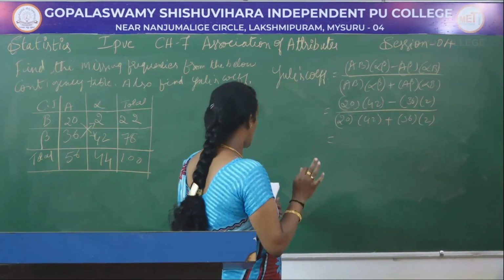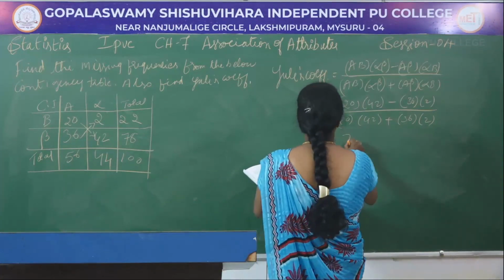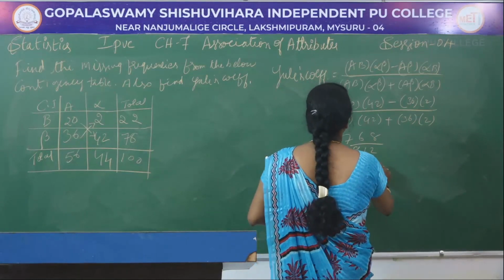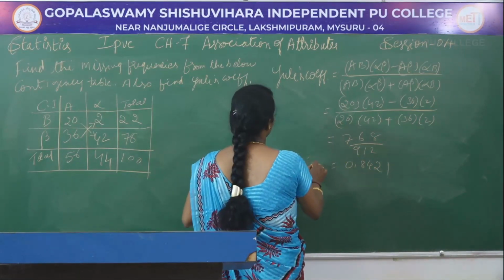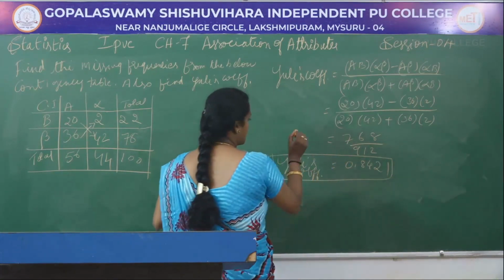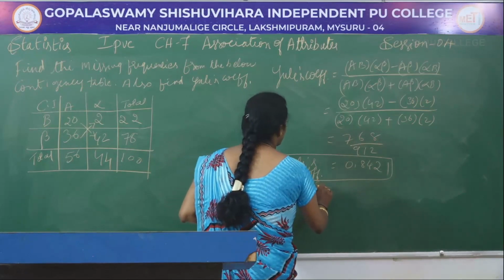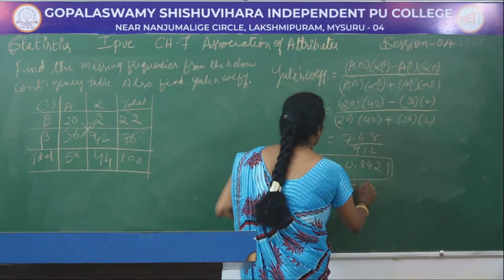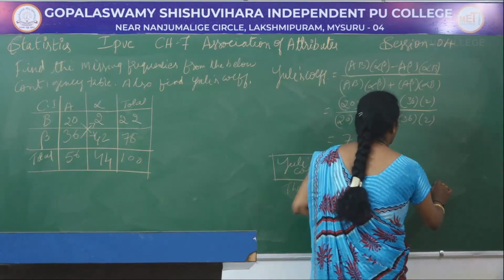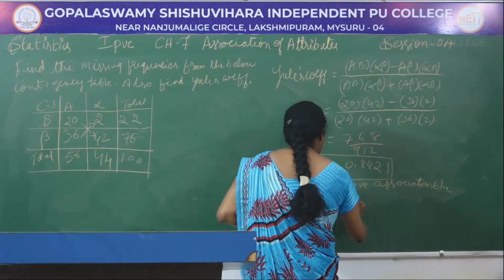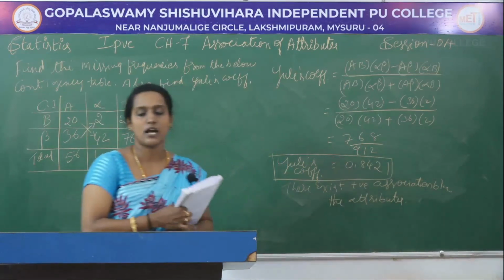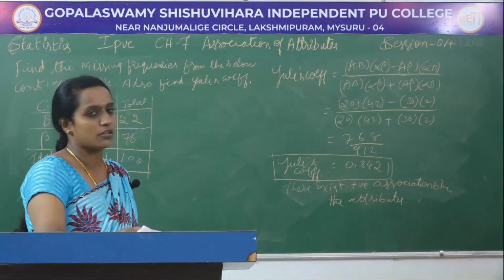So next we go for simplification. It is 768 by 912. It is 0.8421. So Yule's coefficient is 0.8421. We have to write the comment: there exists positive association between the attributes. So this is how we have solved the Yule's coefficient for the given data.